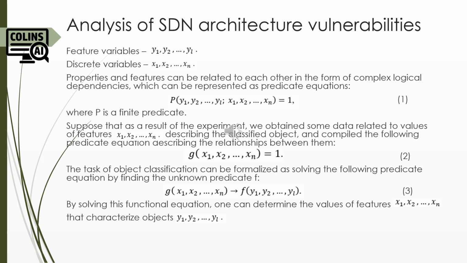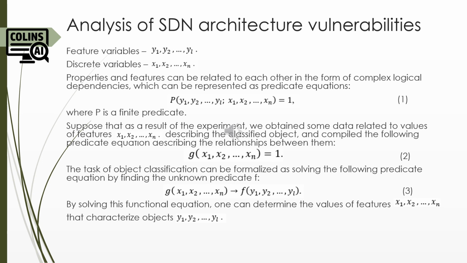The general form of such a problem is built on the basis of a predicate equation. Let the feature variable denote a certain property of an object, for example, the metric value for calculating the base vulnerability metric of a network element. Each variable takes values from its domain. Unlike Boolean variables, a variable can take values from different domains. Let's describe the variable features by a set from which we can determine possible values of the property variable. Properties and features can be related to each other in the form of a complex logical dependence, which can be represented as a predicate equation, where P is a finite predicate.